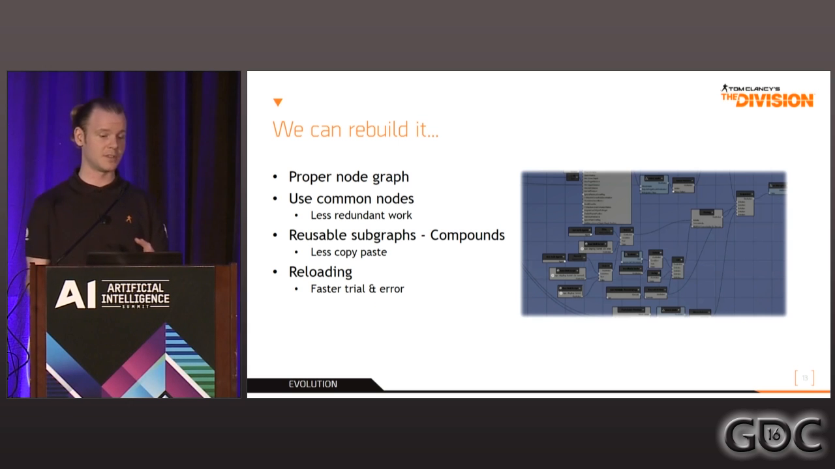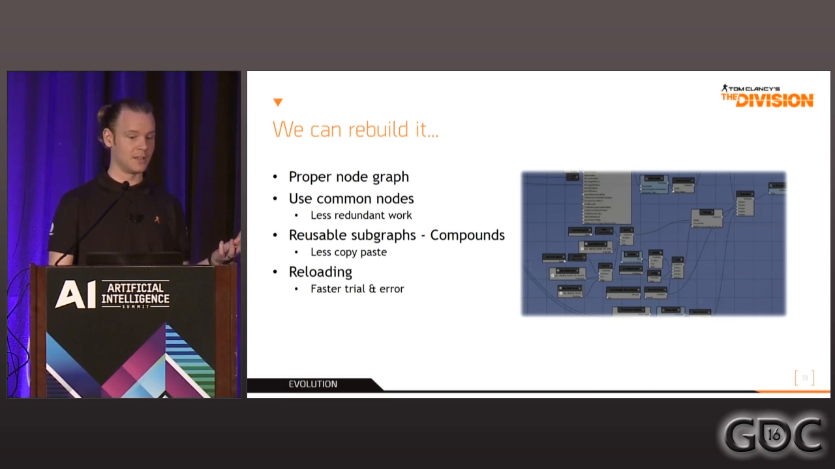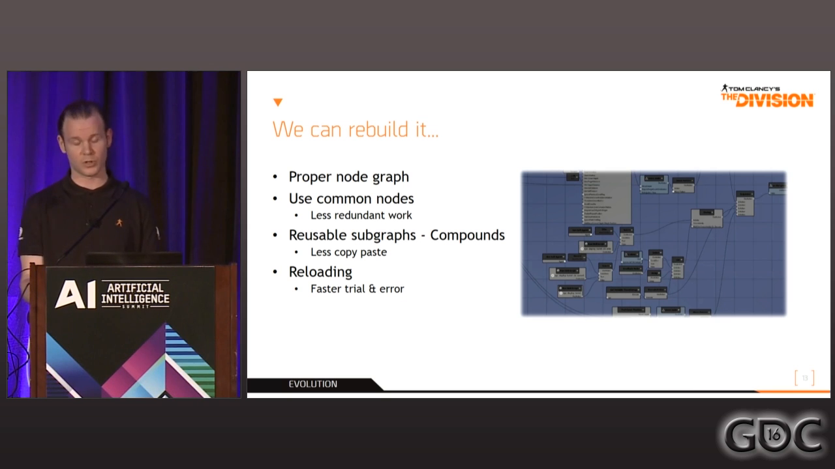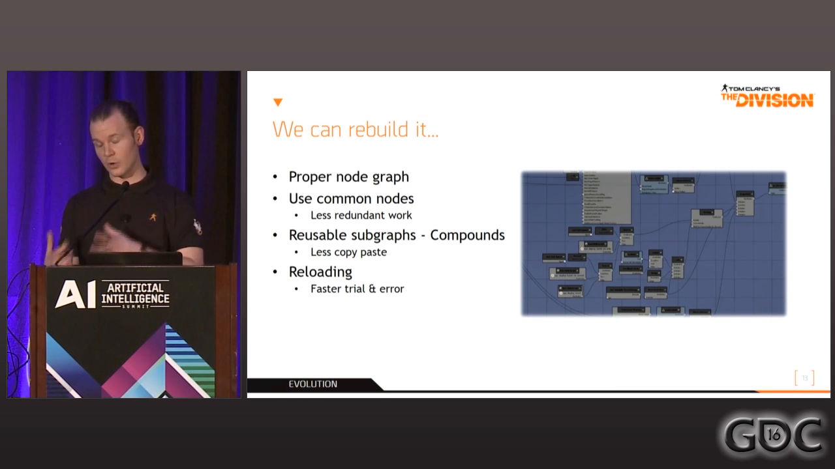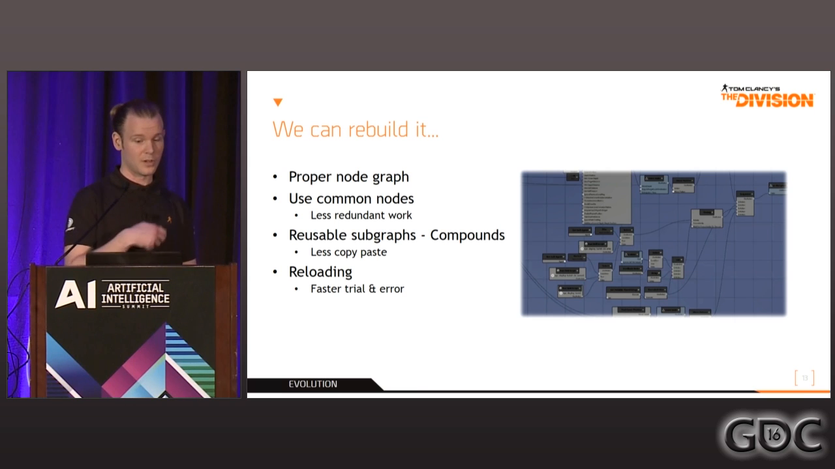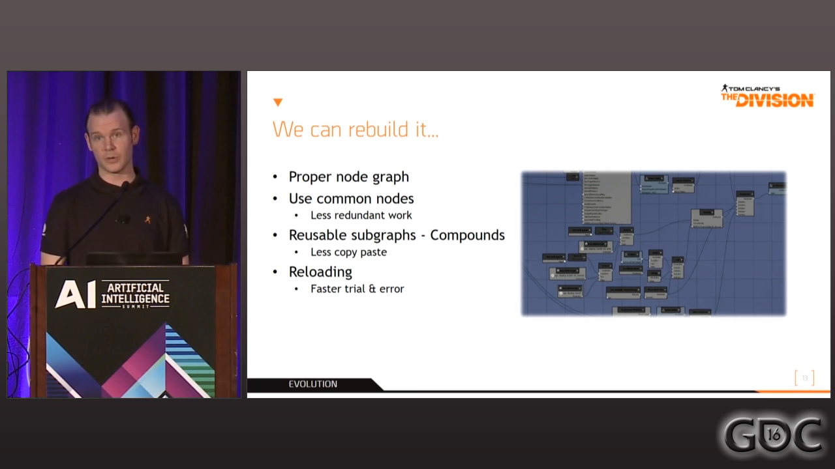So at this time, we actually built it on top of the existing node graph system, surprise. And then since we now had all these common nodes, we had to do less redundant work. We also got access to the reusable subgraphs, what we call compounds, that we base a lot of our modular things on later. In addition to that, we also added reloading, so you could actually stay in the editor and tweak things and get it running.